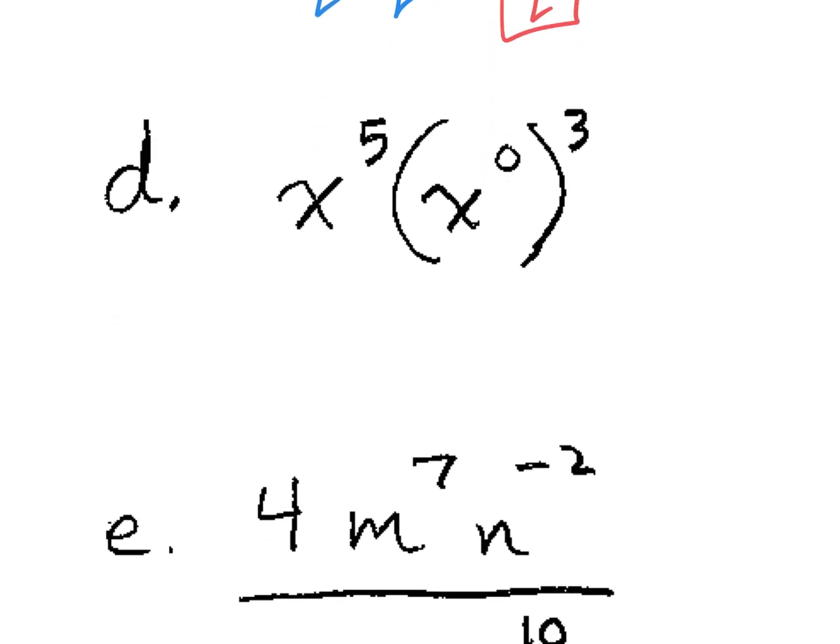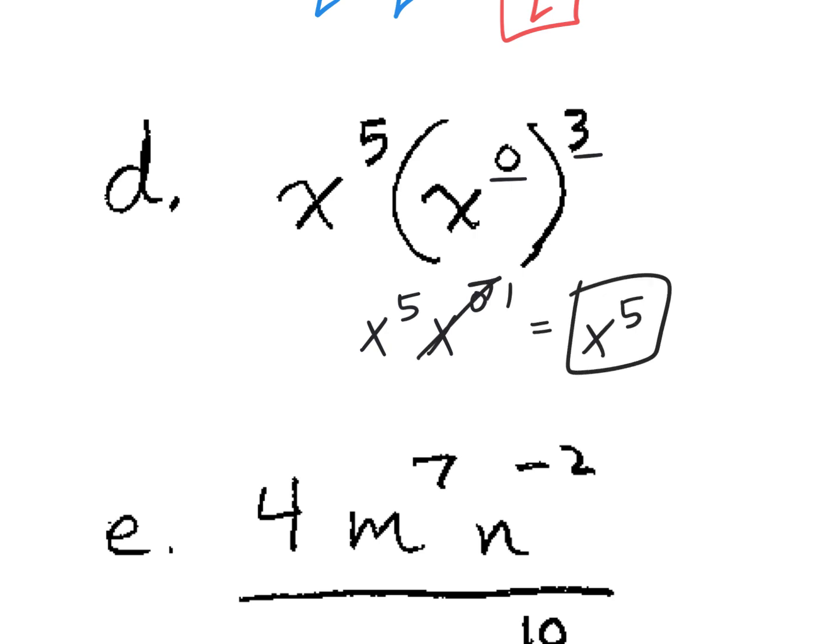Letter D, we've got a power raised to a power, which will be 0. 0 times 3 is 0. This would be 1. So x to the 5th power is your final answer.